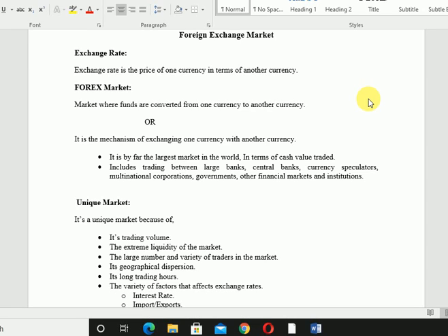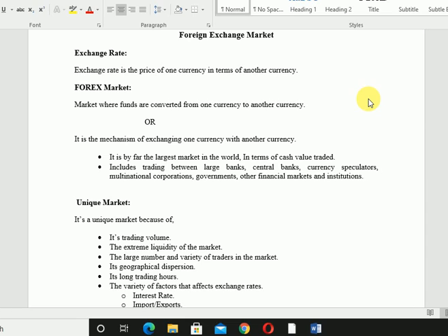So today our topic is regarding the foreign exchange market. As we discussed before about the foreign exchange market, in this lecture I will give a brief touch to the foreign exchange market. Before going to discuss the foreign exchange market, I should explain the exchange rate, because exchange rate is a main factor that is used in the forex market.